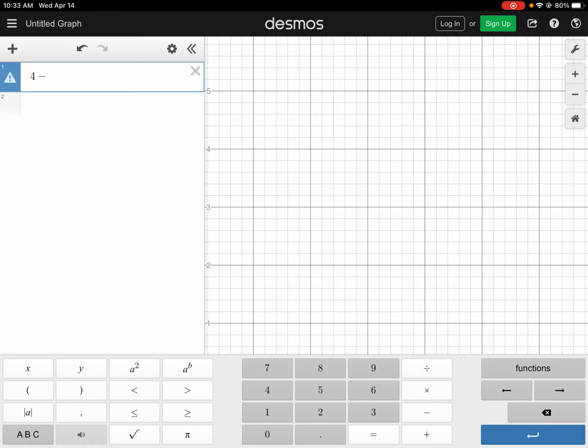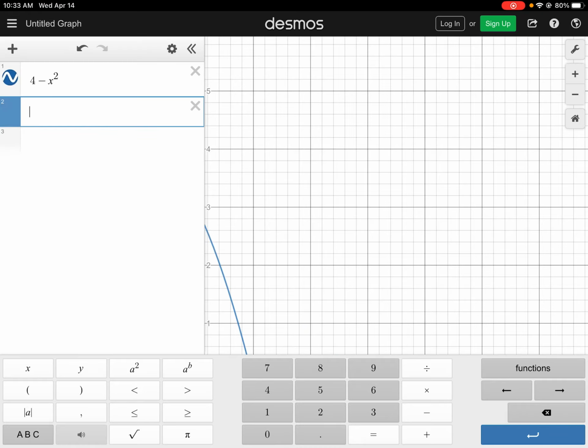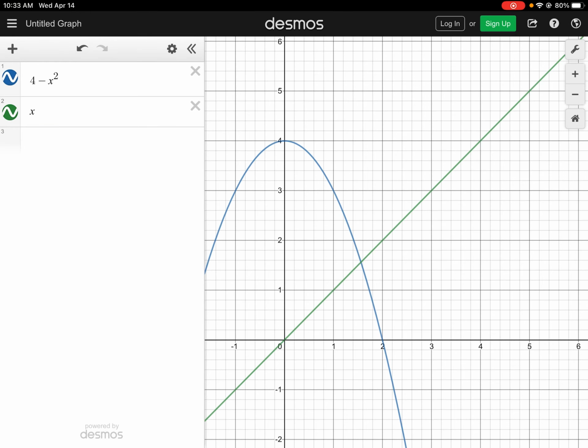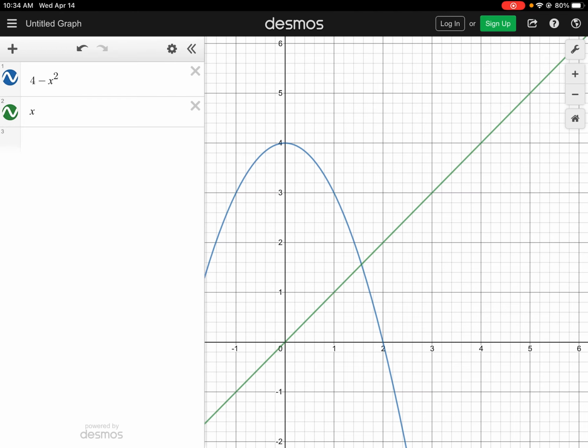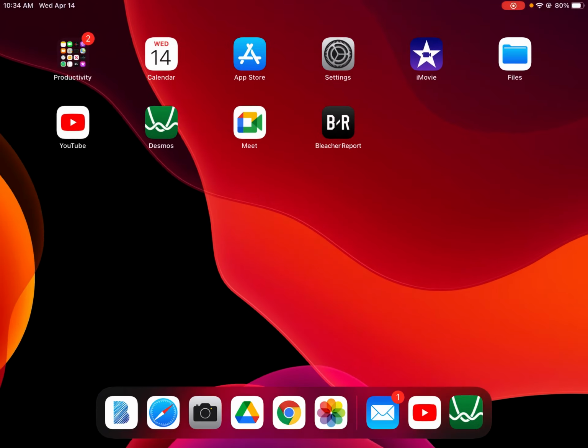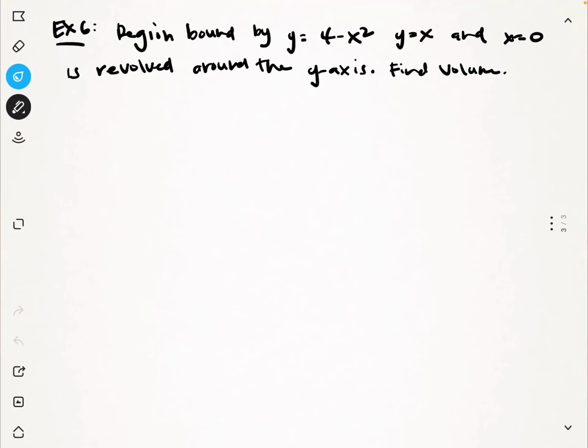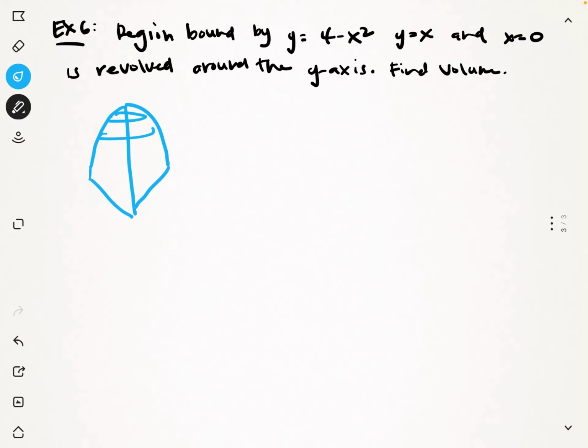Four minus x squared and y equals x. And the y-axis, right? So, and x equals 0. Okay, so notice that we're looking from here to here. So it looks kind of like this, and then like this. Is revolved around the y-axis, so it's going to look like this shape, and we're stacking circles.